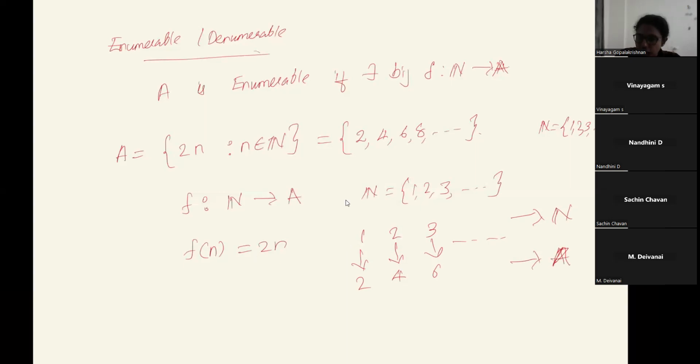f of n equal to 2n from N to A is a bijection. You can check the one-one and onto conditions explicitly, or just by seeing the map: 1 goes to 2, 2 to 4, 3 to 6, 4 to 8, and so on. For each element there exists exactly one element, that is one-one and onto, which means it is a bijection. So we got a bijection from N to A. So A, the set of all even natural numbers, is enumerable.